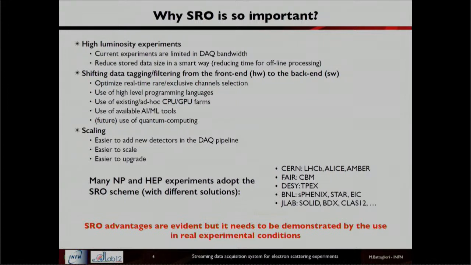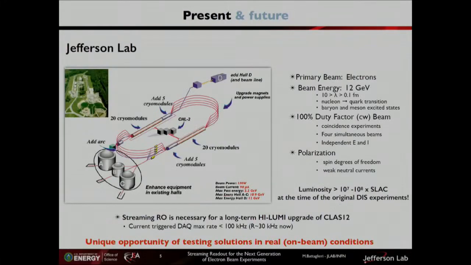And obviously, there are many nuclear physics and high-energy physics experiments that are adopting the streaming readout scheme. At CERN, we know LHCb for sure, and ALICE, we had some presentation about it. But also in FAIR or DESY, and in the US, Brookhaven with sPHENIX, and JLab with experiments of this generation and the next one, in particular also for the future Electron-Ion Collider. So I'm going to mainly refer to the present electron machine at Jefferson Lab.